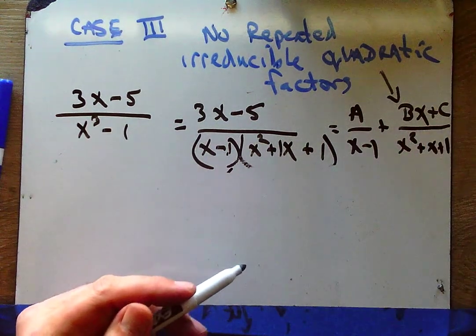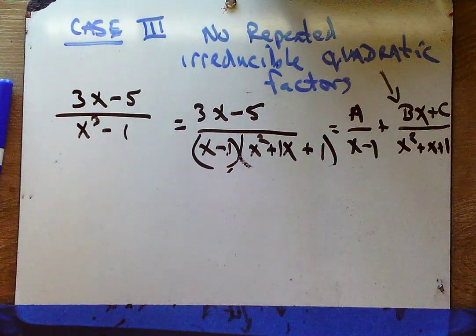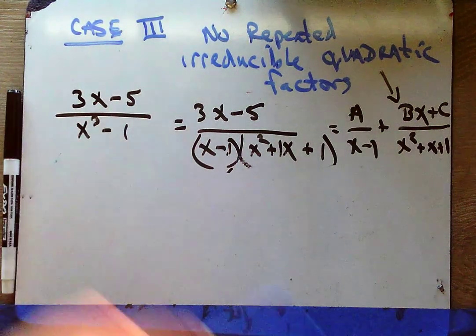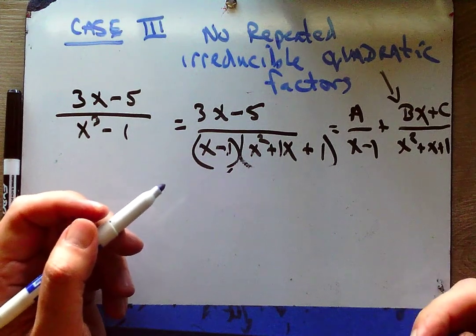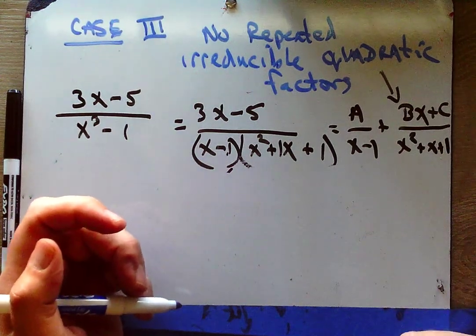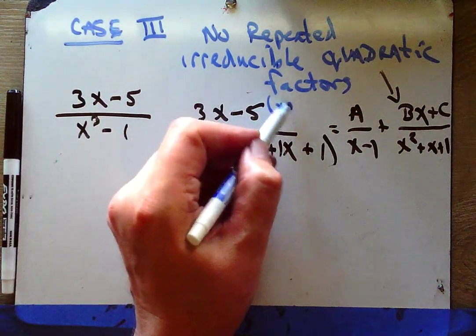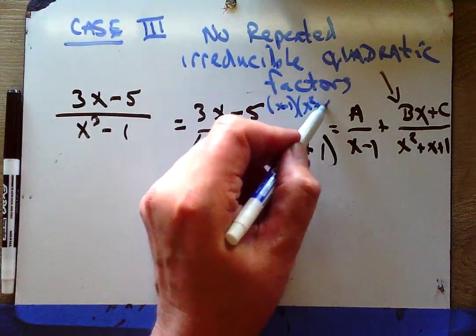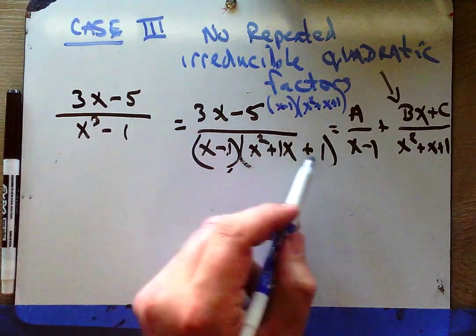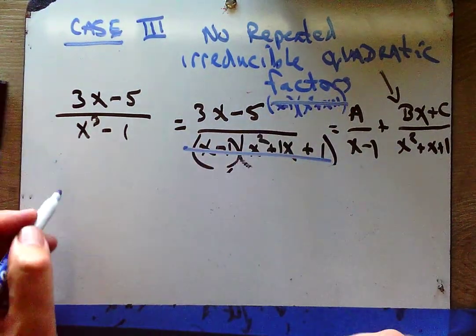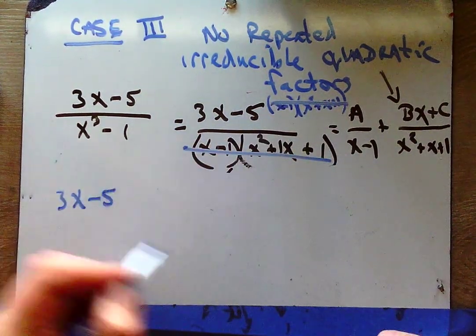Now, the mechanics of this, no problem. I'm going to take my least common denominator and multiply everywhere by it. So I've got x minus 1 and x squared plus x plus 1. And when I multiply here by that, all of those cancel. I have 3x minus 5.